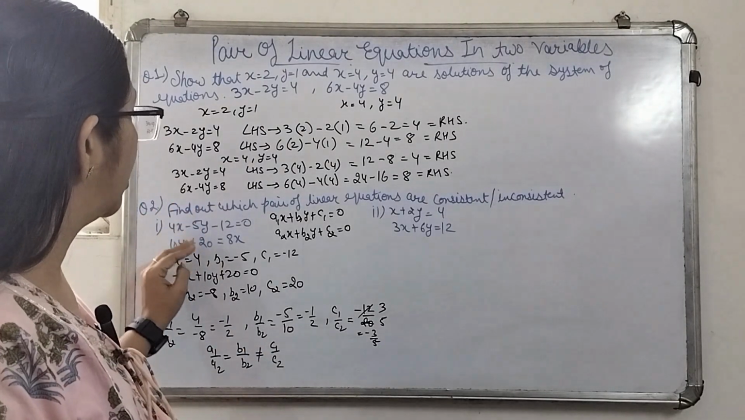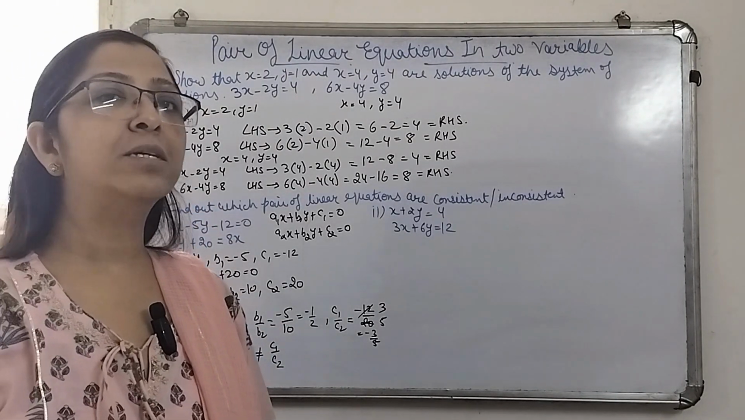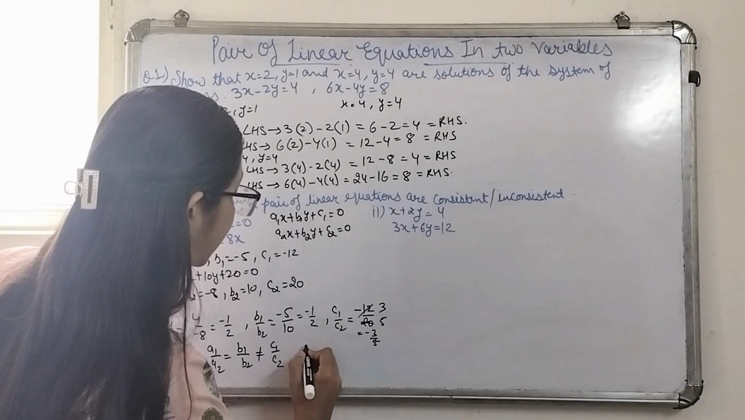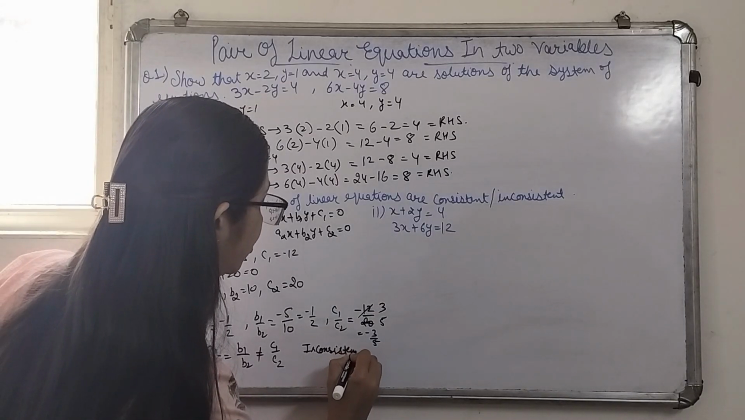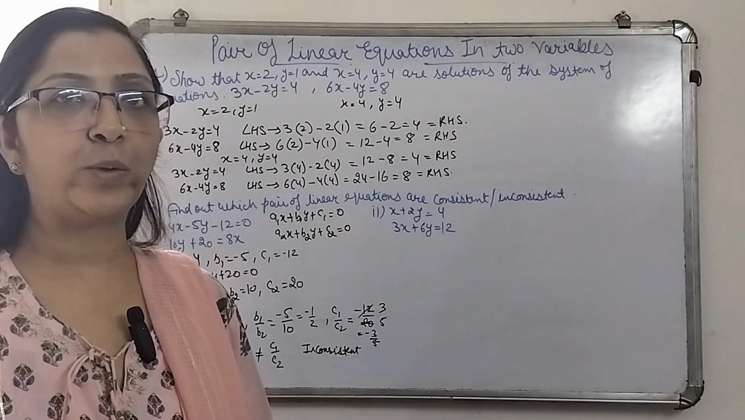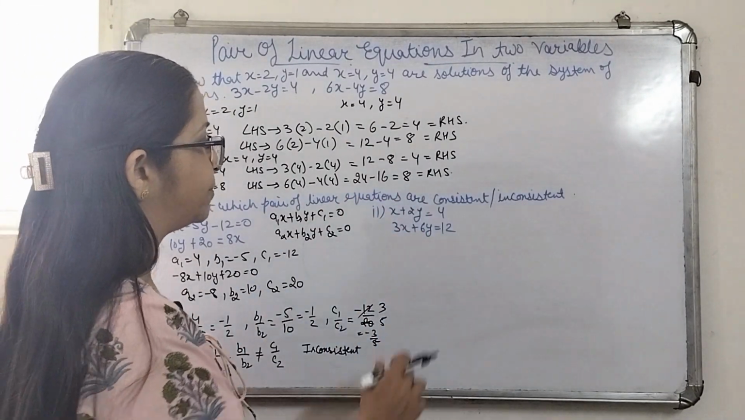That means there is no value of x and y which will satisfy both equations, or which will be the solution of both equations. So these equations are inconsistent equations because they do not have any solution. Now let's check another pair of equations.